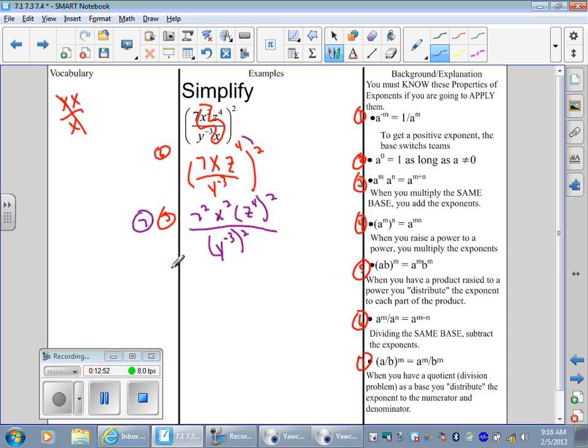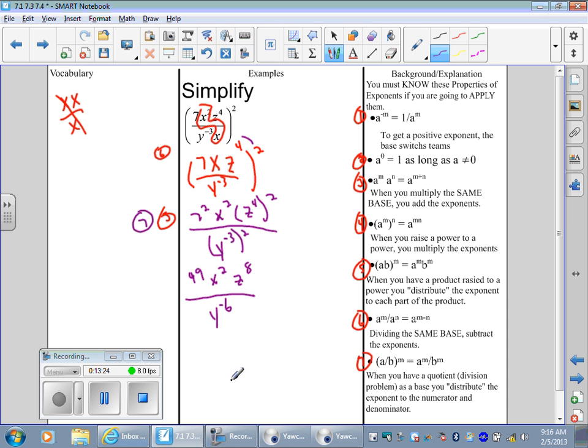Now, let's just simplify this. What is 7 squared? Well, 7 squared is 49. What is x squared? That's just x squared. Z to the 4th squared, well, that's property 4 here. So z to the 4th being squared, I multiply the exponents. That gives me z to the 8th. And now the next one, on the bottom. Y to the negative 3 squared. Well, that's y to the negative 6th.